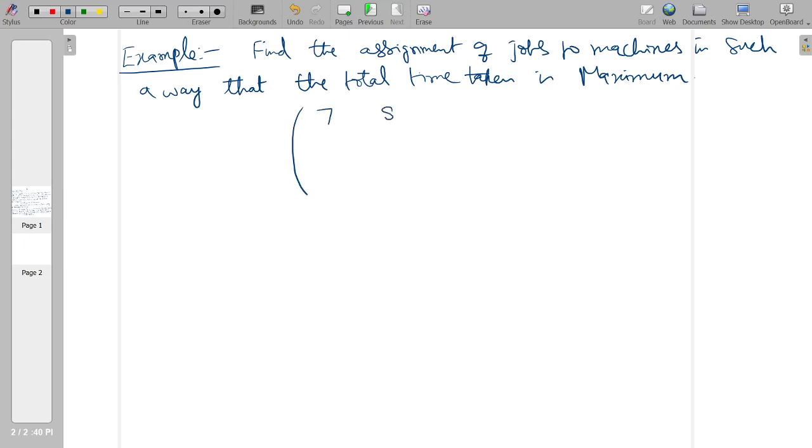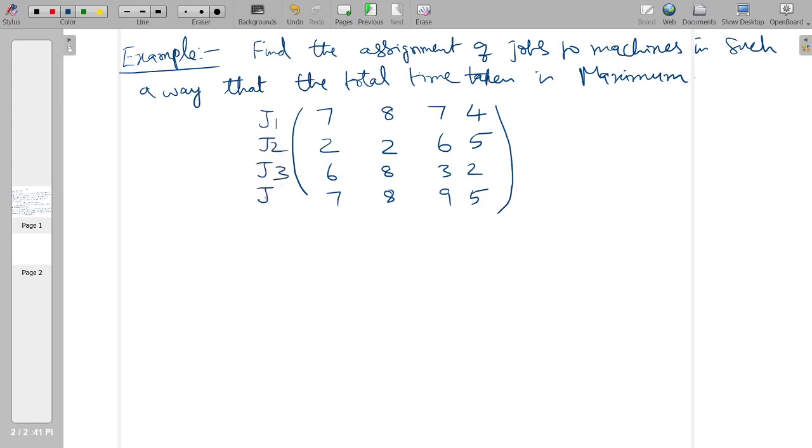So here let me take the cost matrix like this: 2, 2, 6, 5. Third one would be 6, 8, 3, 2. The last job has got timings 7, 8, 9, 5. Okay, let me call this as job J1, J2, J3. This one as J4. And machines are M1, M2, M3 and M4.